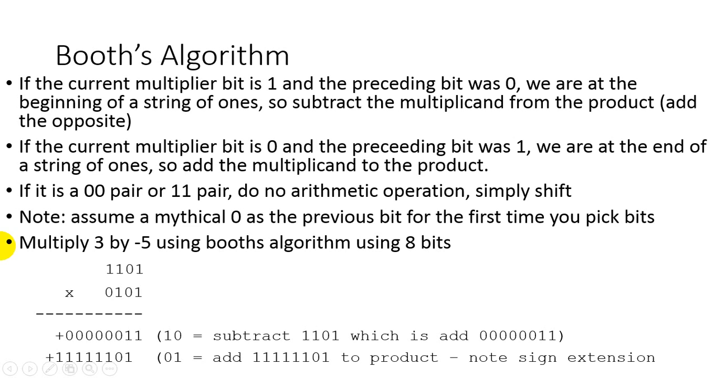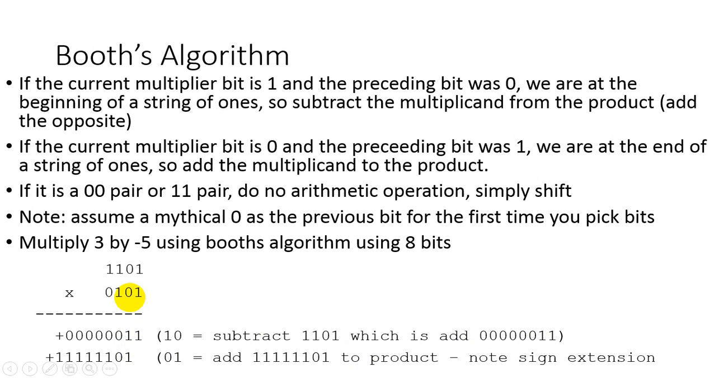So that means when we're multiplying the number 1, 1, 1, 0, 1 with 0, 1, 0, 1, the first thing we do is we take the 1 and we say 1, 0 because the previous bit was 0, and we subtract 1, 1, 0, 1, which is essentially adding 0, 0, 0, 0, 0, 0, 0, 1, 1, because we're taking the negative value of this, which ends up being flipping it and adding 1 to it, and we get 1, 1, and then a bunch of leading zeros.